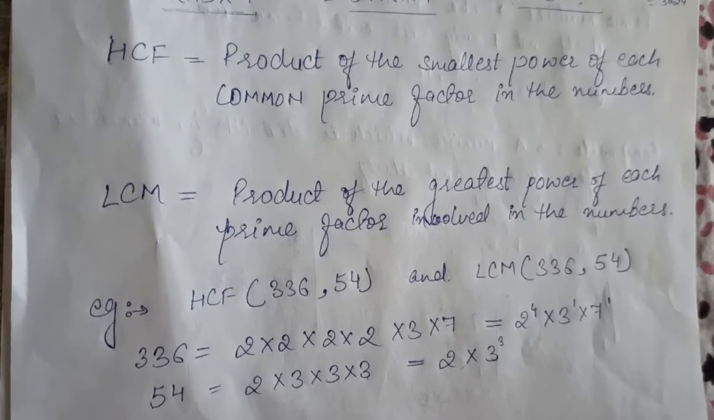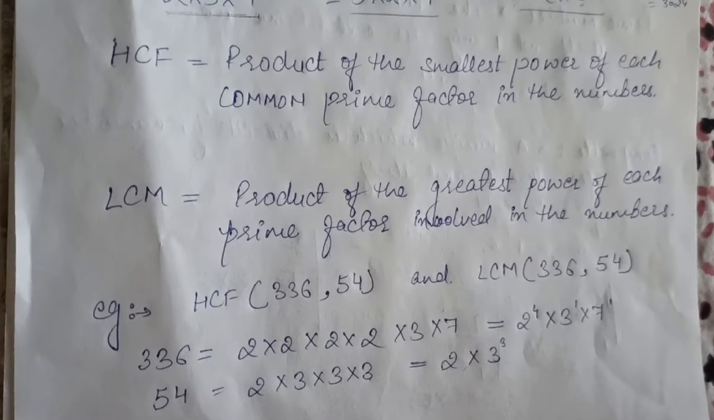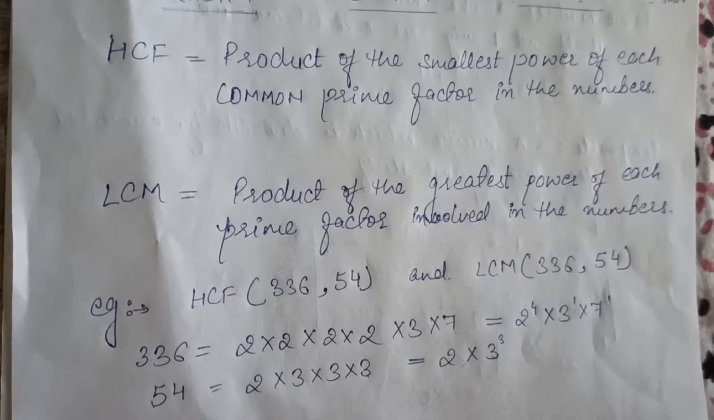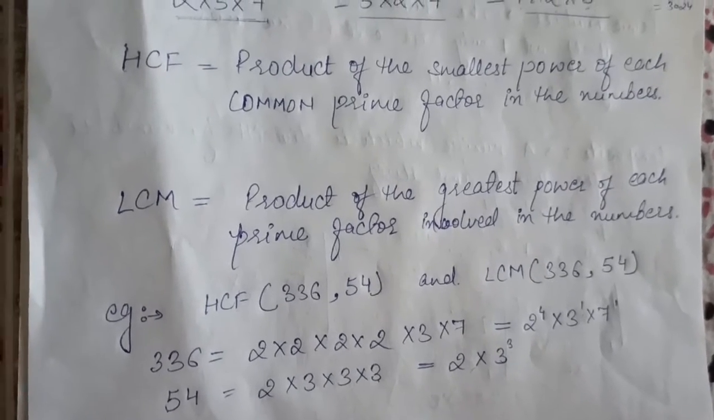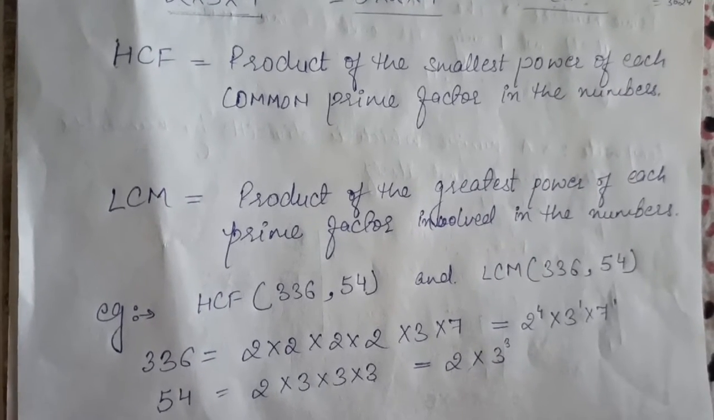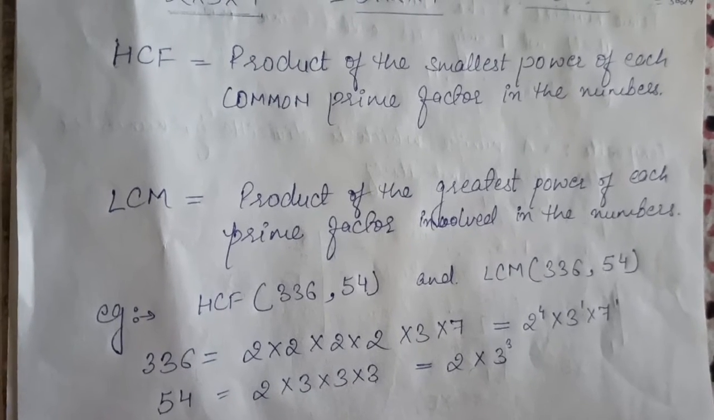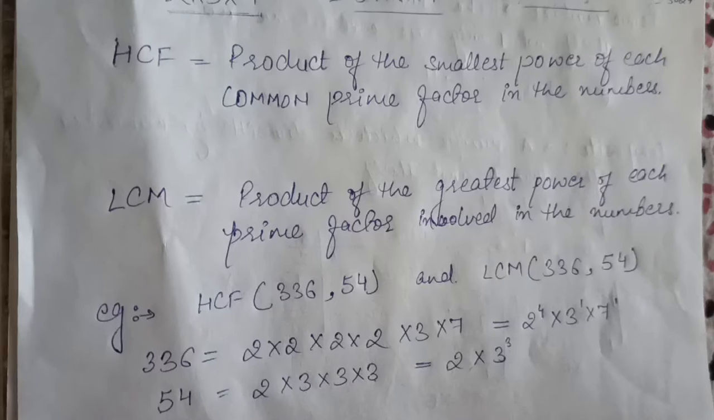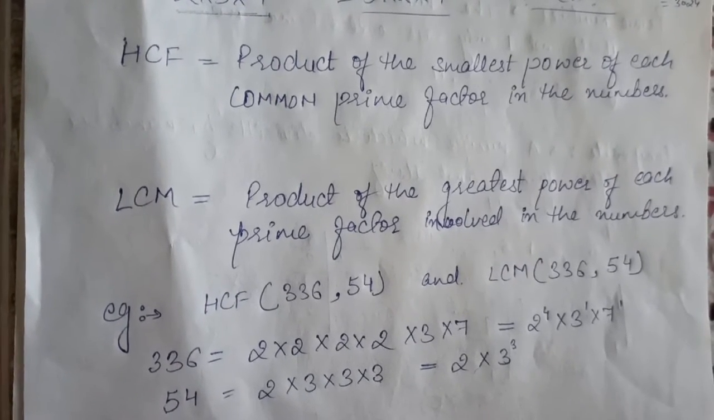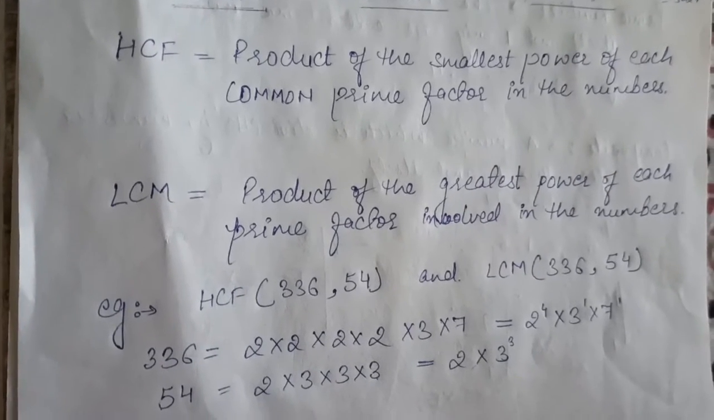And LCM. LCM means least common multiple. It is the product of the greatest power of each prime factor involved in the numbers. We will factorize a number and then see the greatest power of the prime factors involved. Here in LCM we will take all the prime factors involved in the numbers. So let us understand it with the help of an example.